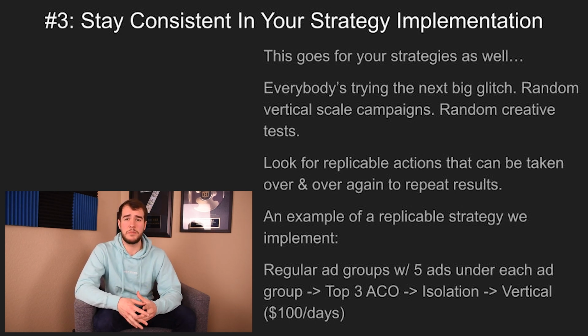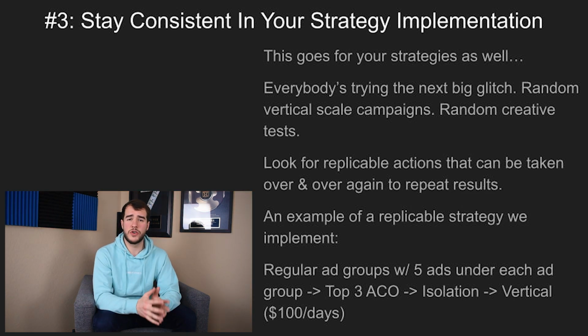And I'll give you an example of a replicable strategy that we follow as a part of our agency, almost with every single winning product that we find. And it goes like this. First, we'll usually start off a test with regular ad groups with just 5 ads under each ad group. Then once we have our top 3 performing creatives from that top 5, we will create an ACO campaign, which will take the top 3 creatives from the top 5, put them into an ACO and let it run.